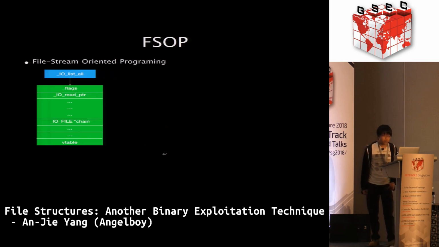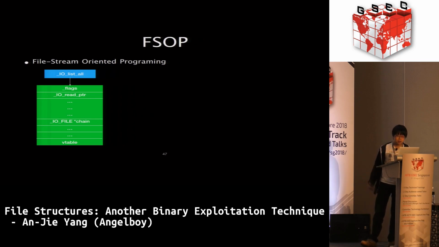Let us explain with a simple diagram. At first, IO_list_all points to a normal file structure. If you do not use fopen, it usually points to the standard out structure.